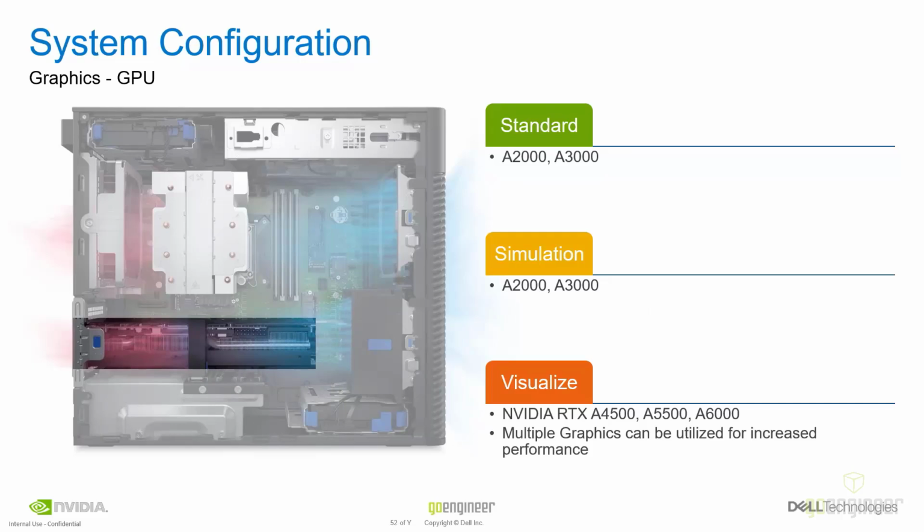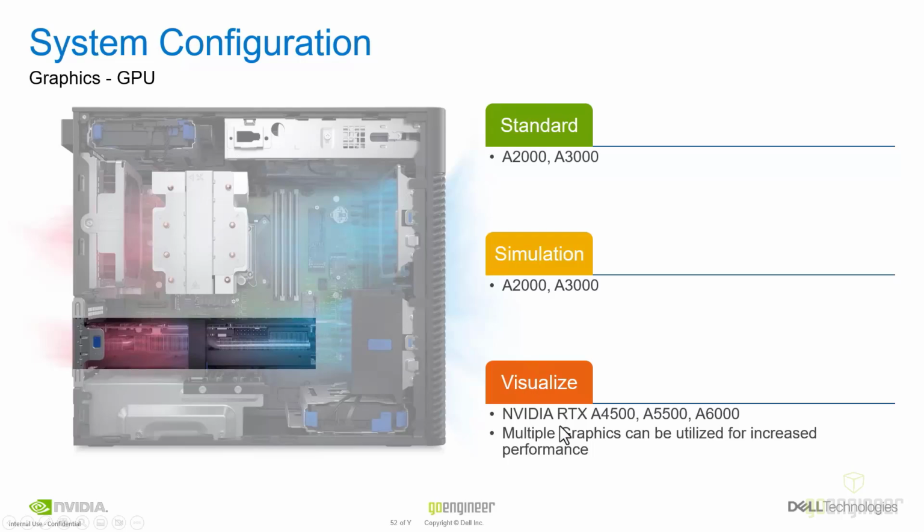Now, the GPU, this is the most important for Visualize when you're doing GPU accelerated rendering. For standard SOLIDWORKS users, I would typically recommend an NVIDIA A2000 or A3000 class card. That's usually very good unless you have extremely large assemblies or something. Then you might want to go up a level.